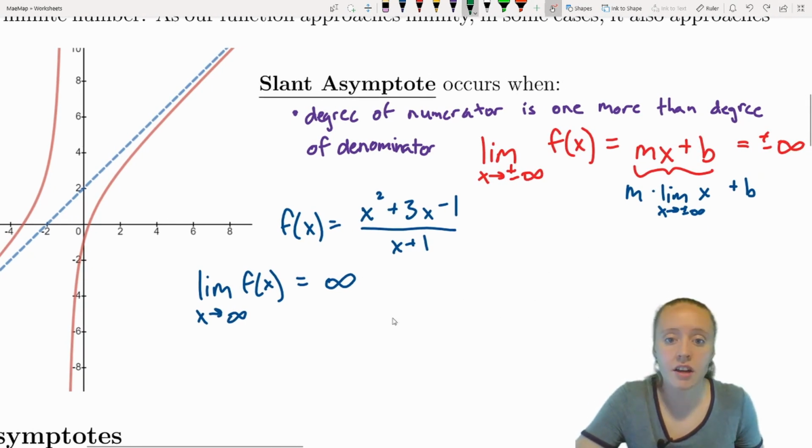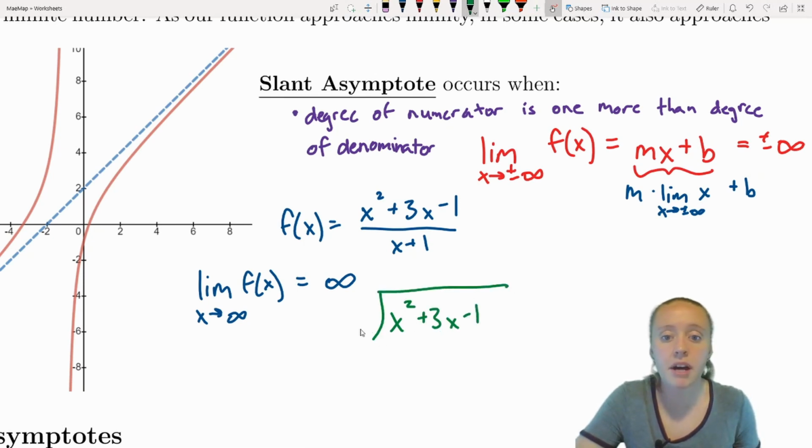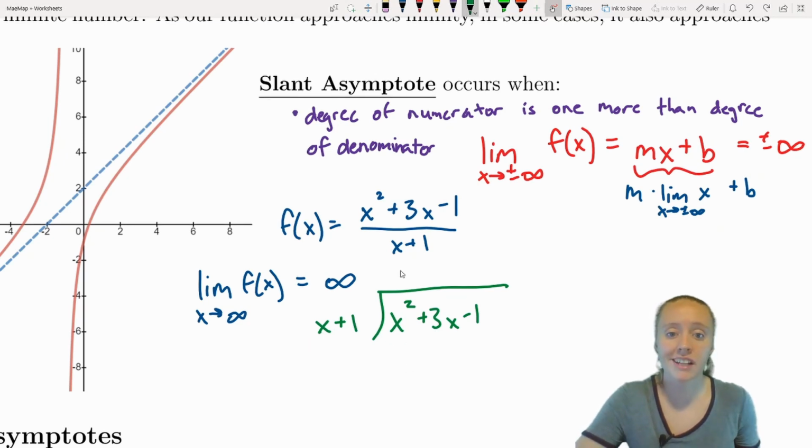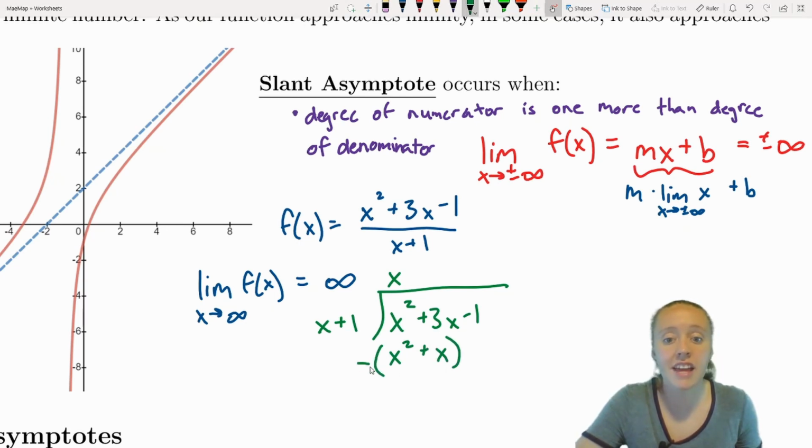So we're going to take that x squared plus 3x minus 1 and divide it by x plus 1. And this is going to help us get our slant asymptote. So we ask ourselves, how many times does x go into x squared? Well, that's x times. So we'll have x, and then multiplying that x through to x plus 1, that's x squared plus x. And that gets subtracted. So all I did here was take the x and multiply it by x plus 1 to get x squared plus x. And I'm subtracting that entire term.